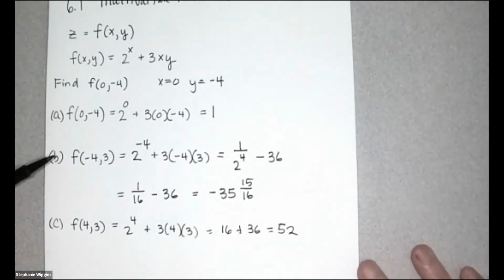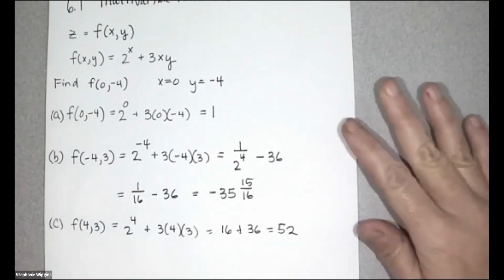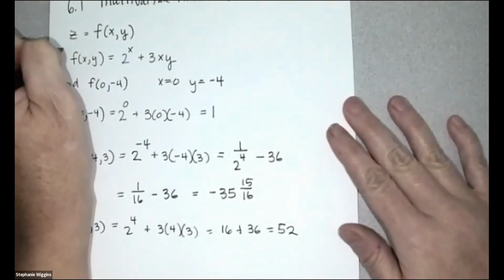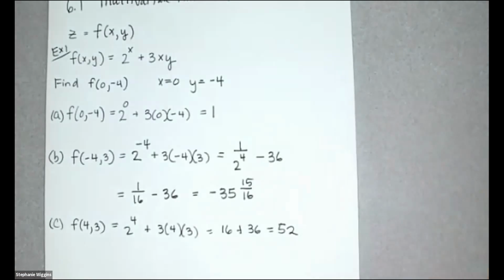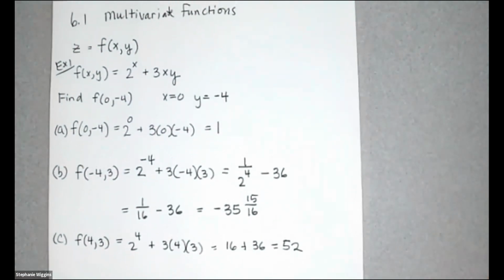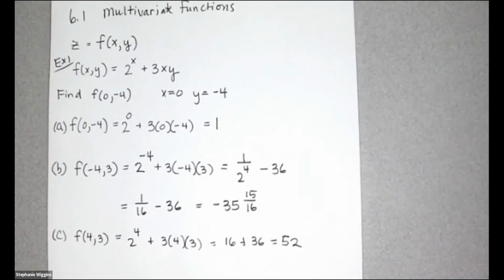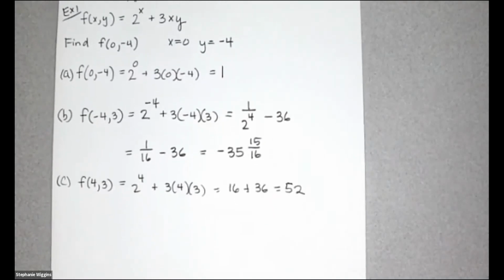So this is how you evaluate multivariate functions. Any questions on that? Okay. Let me do another example. You could have more than 2 independent variables. You could have 3, as in this next example.